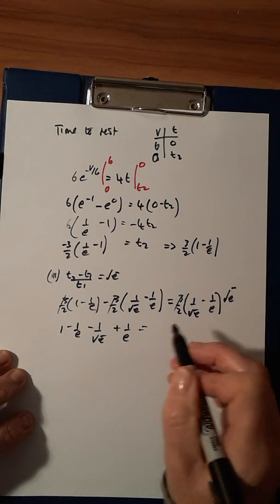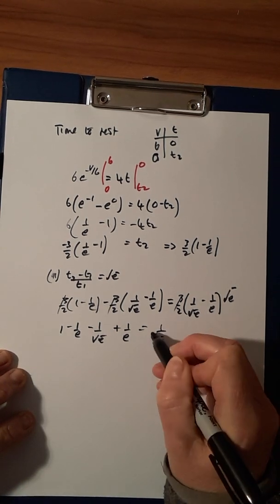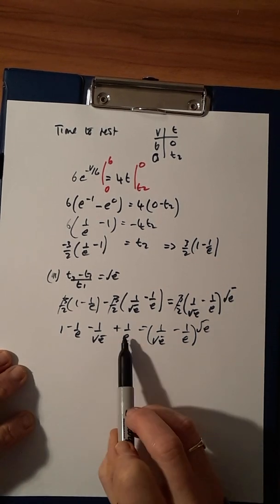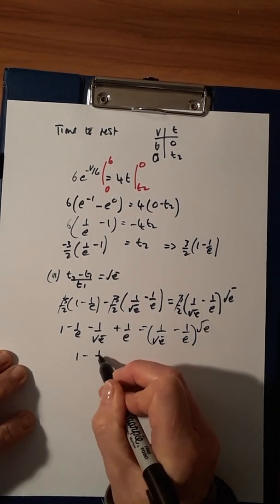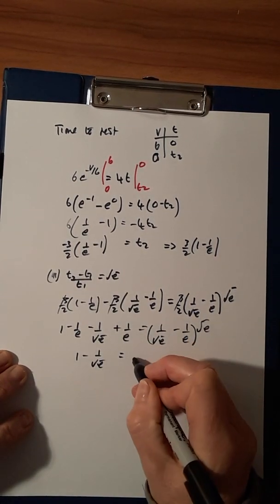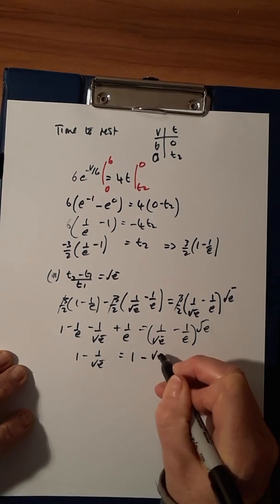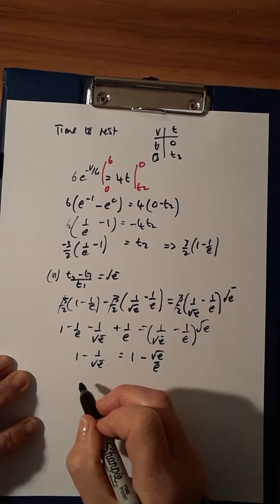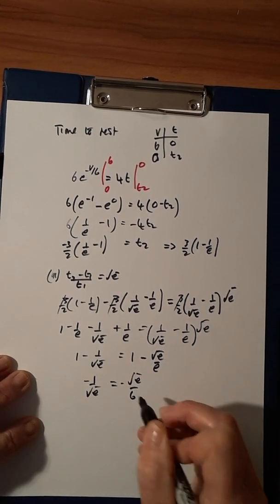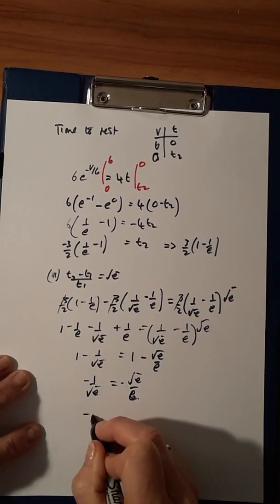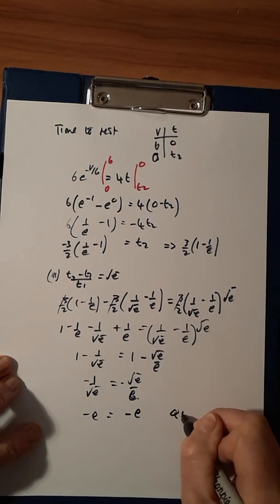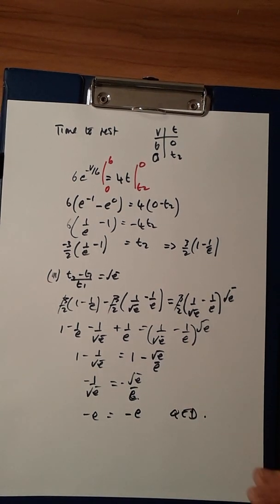Those 3 over 2's are cancelling, equals, I'll multiply that in a minute. So 1 over e, root e minus 1 over e by root e. So those 1 over e's will cancel, so I'll have 1 minus 1 over root e here is equal to, I'll multiply in that root e here, this becomes 1 minus root e over e. Those 1's will cancel, so I'll have 1 over root e is equal to minus root e over e. And if I cross multiply, I get minus e equals minus root e by root e is minus e. So that's proved. Okay, so that's that question.